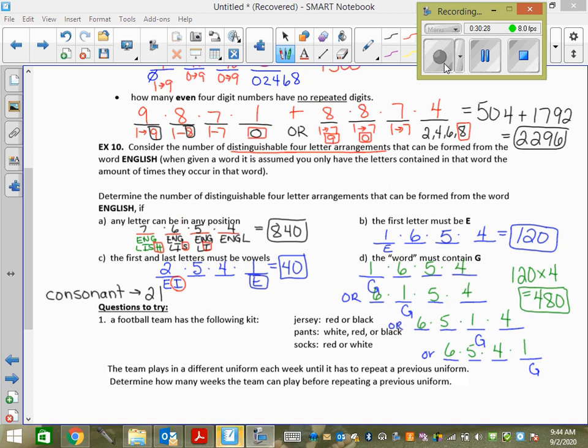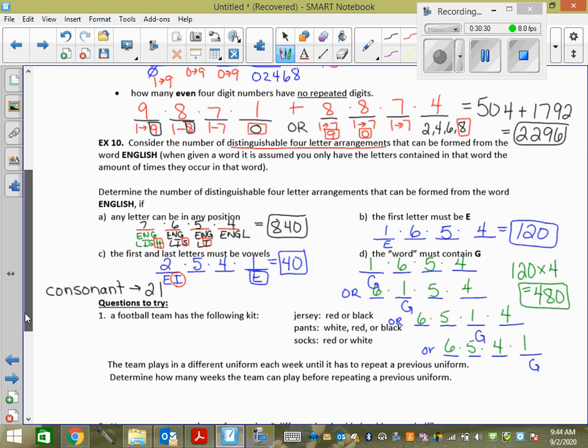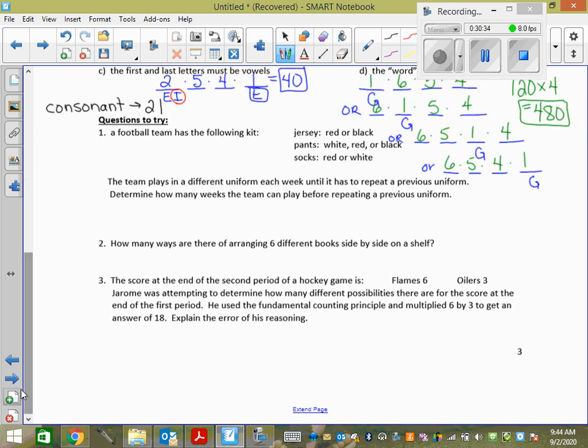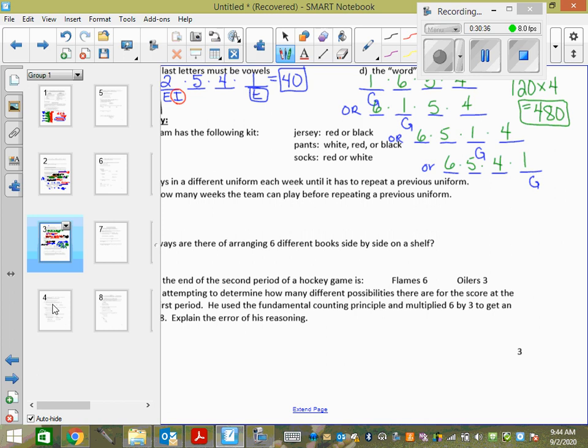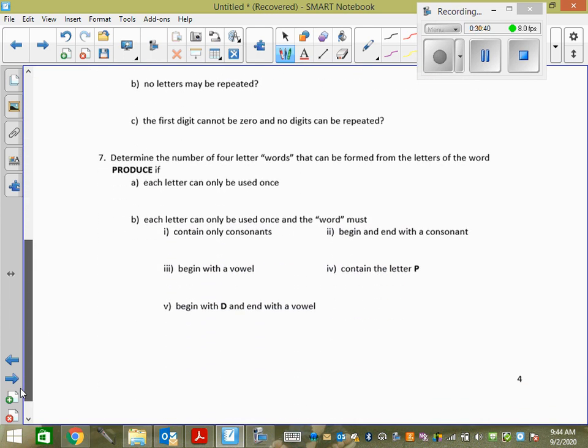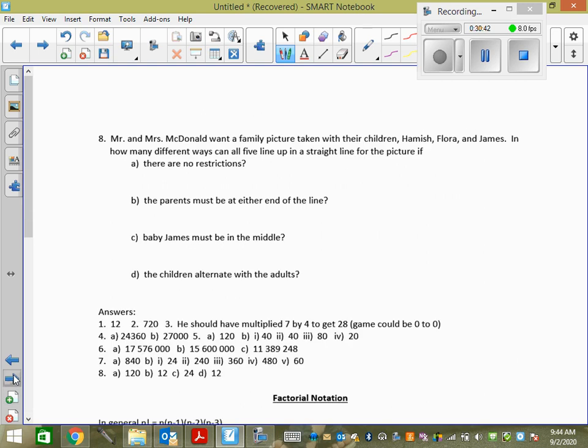Your homework is to do the questions to try. So if you look here, it's 1, 2, 3. So you do all those. Go to the next page. 4, 5, 6, 7. Go to the next page. 8, and then here's the answer so you can check it. Okay? So your homework for today is 1 to 8. We don't have textbooks till next week. So you do those questions.